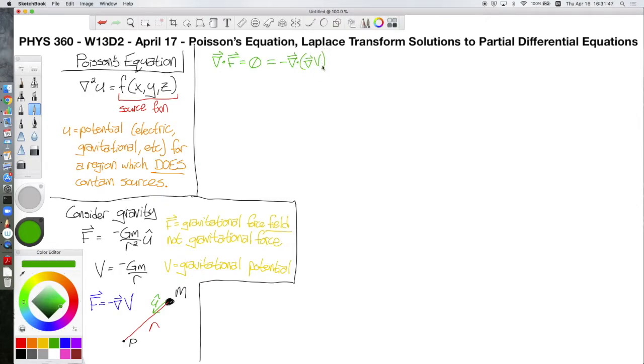And the divergence of the gradient is just the Laplacian. So this becomes the negative Laplacian of V equals 0. So we can say that the Laplacian of V must also equal 0. Or in words, V satisfies Laplace's equation.